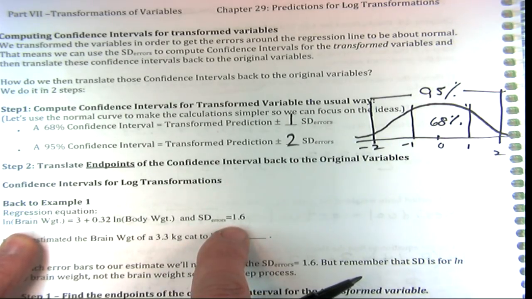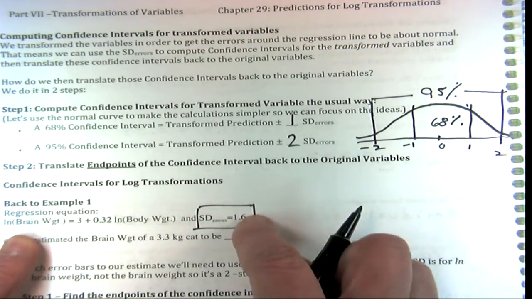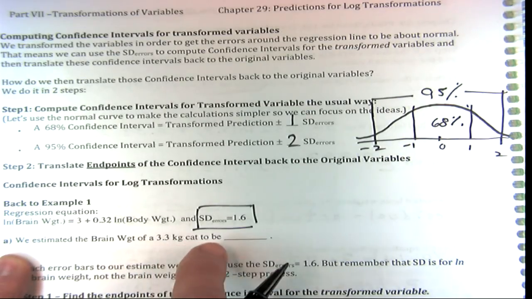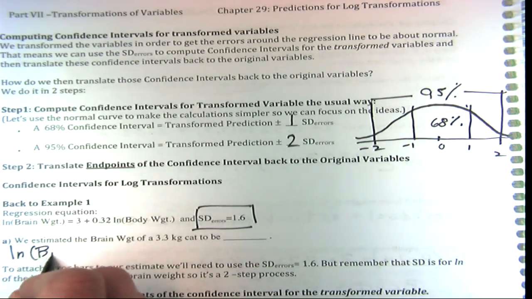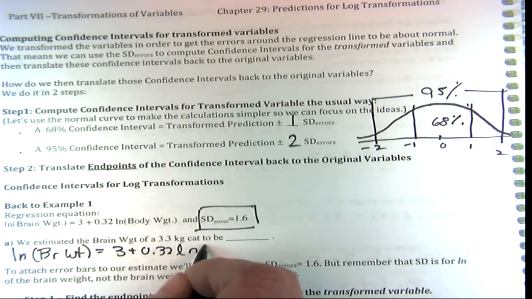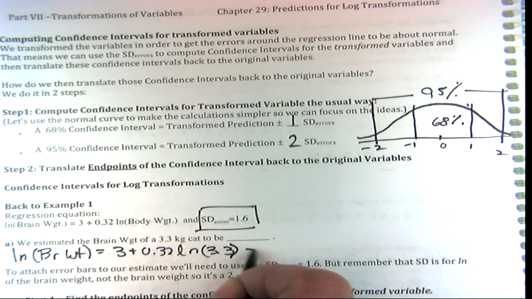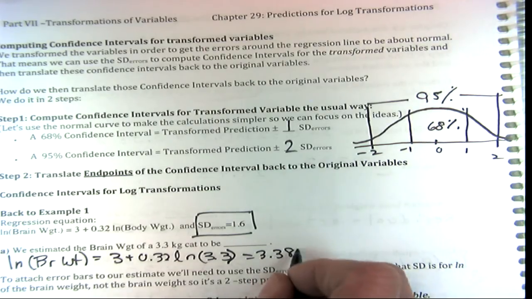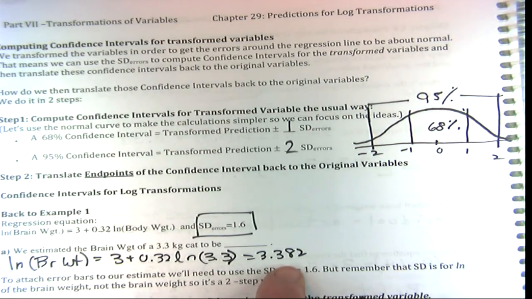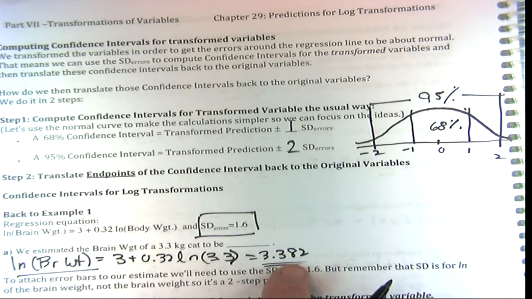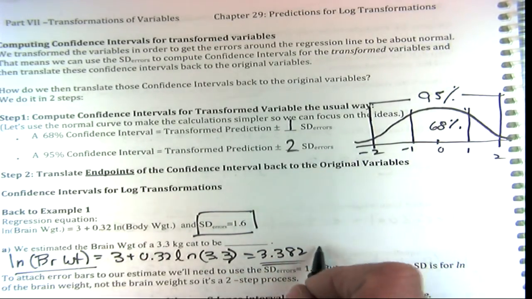So let's do this. Here is our equation, and we're using this right here for the errors. We estimated the brain weight of a 3.3 kilogram cat. From the previous page, we said the log of the brain weight was equal to 3 plus 0.32 times the log of 3.3, and we got 3.382. That's our estimate for the log.